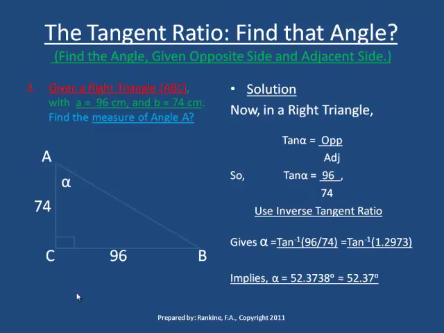Did you get that? It's very important that you try to practice these questions over and over until you understand it. The fundamental concept here is that if you have the opposite and the adjacent and you want to find the missing angle, you use a tangent ratio. Do you understand?